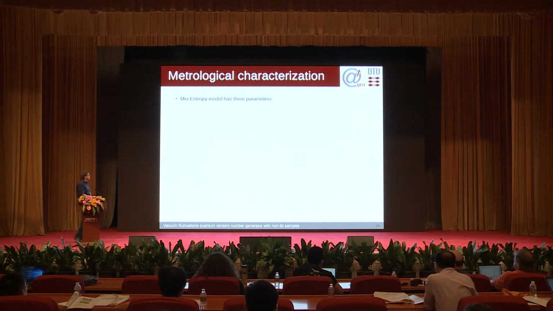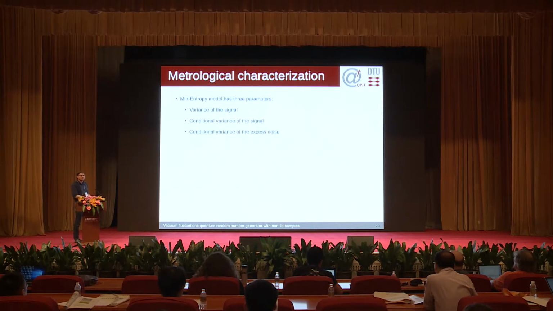Our proof has 3 parameters. That's the variance of the signal, the conditional variance of the signal, and the conditional variance of the excess noise. The signal means basically we measure everything. Excess noise is everything which is on top of the vacuum fluctuations.